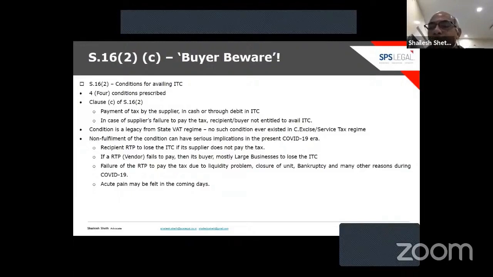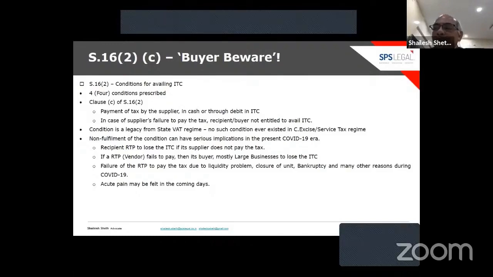Agar registered taxpayer jo recipient hai, jo buyer hai, jinhone input ya input service khareedi hai, jiske upar legally he is entitled to the tax credit, usne unka payment bhi kiya hai apne supplier ko, manlo, but agar supplier ne pay nahi kiya tax, to he will lose the credit, the buyer. Agar supplier fails to pay, the buyer, jo MSME ke jyada tar wo supply karte hai large business unit ko. So large business unit will lose the credit, which probably will discourage them from undertaking any more businesses with such a defaulting taxpayer.